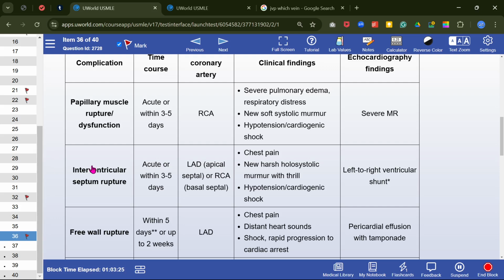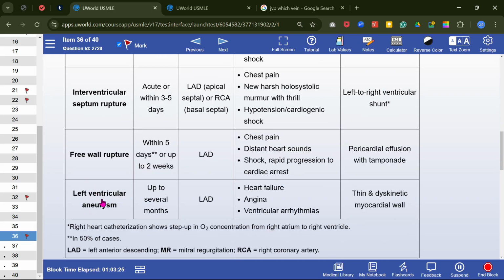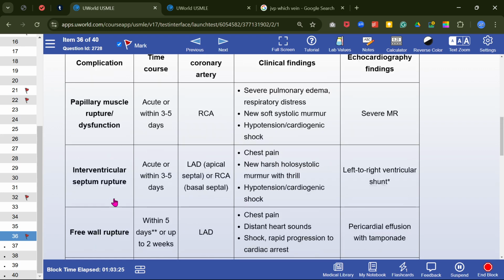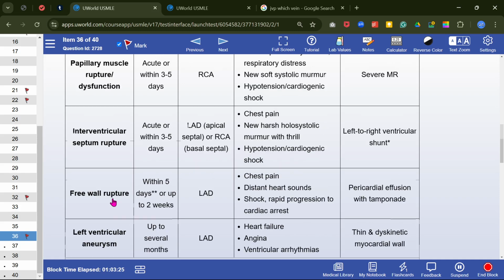The mnemonic does not fit everything, but the main things come: P for papillary muscle rupture, I for interventricular septal rupture, F for free wall rupture, and L for left ventricular aneurysm. That's why this is Pitfall.